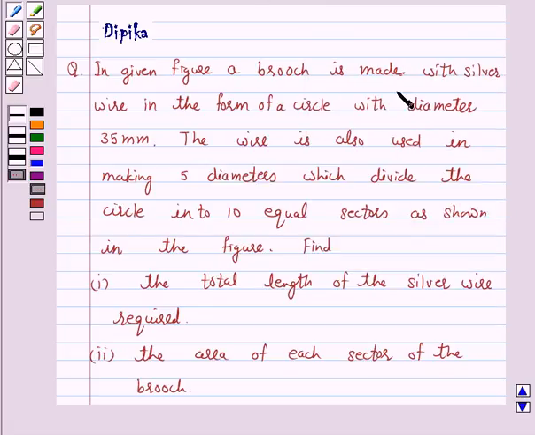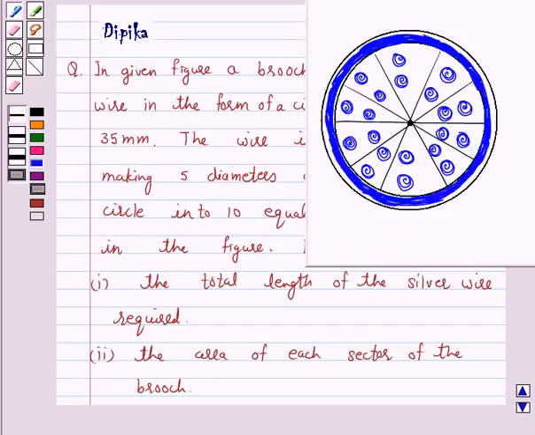Let's discuss a question which says, in the given figure, a brooch is made with silver wire in the form of a circle with diameter 35 mm. The wire is also used in making 5 diameters which divide the circle into 10 equal sectors as shown in the figure. Find 1. the total length of the silver wire required. 2. The area of each sector of the brooch.